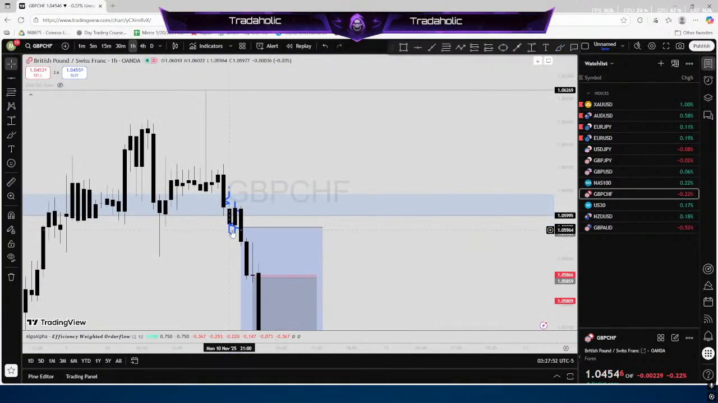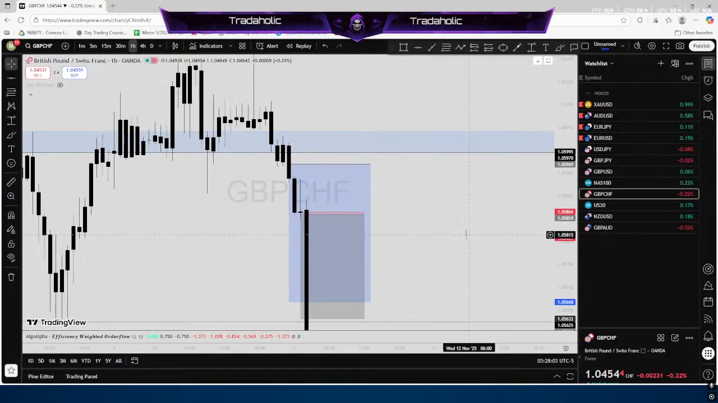That's the first position. Then it gave me an opportunity to scale in. Now, how do I know price gave me an opportunity to scale in? Because it did the same thing over and over again. The same setup I took right here, it just happened again down here.